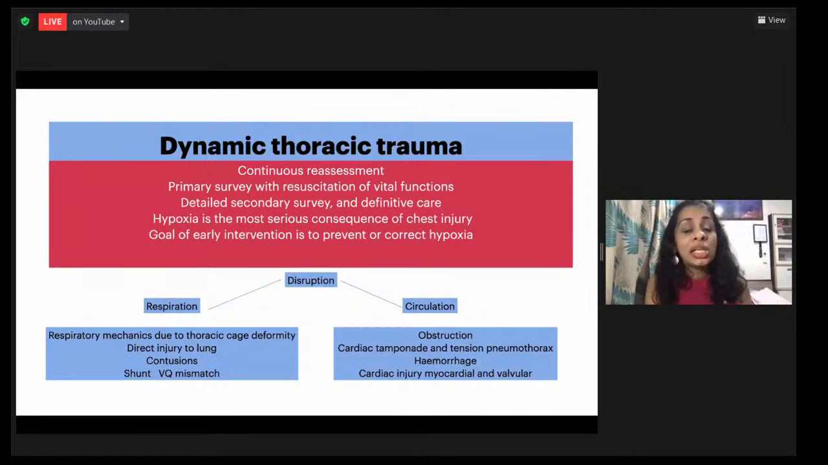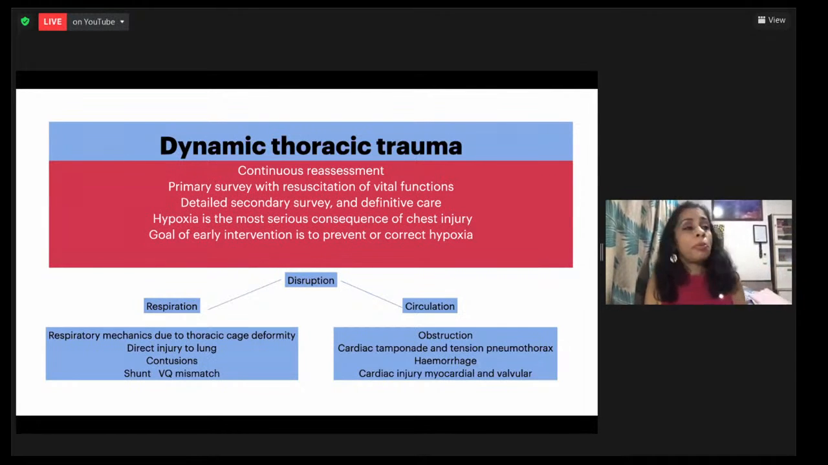Physiologically, in chest trauma, there is disruption of either respiration or circulation. So in respiration, the respiratory mechanics are usually affected with the thoracic cage deformity. In rib fractures, there is direct injury to the lung, there are contusions, there's VQ mismatch, there's shunting, and hypoxia. Hypoxia is the most serious consequence of chest injury, and we have to, at all times, prevent it and correct it.